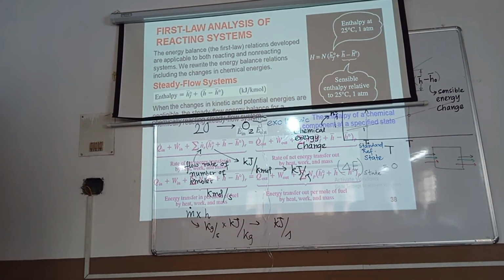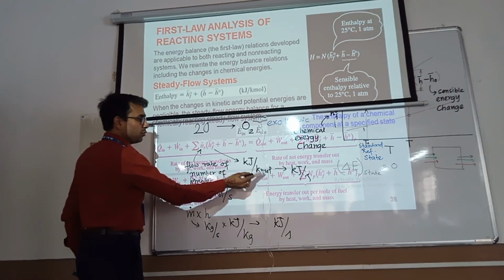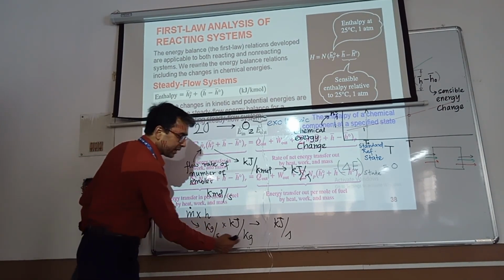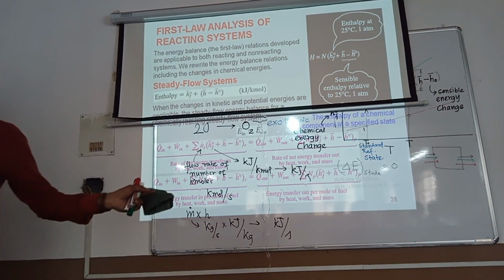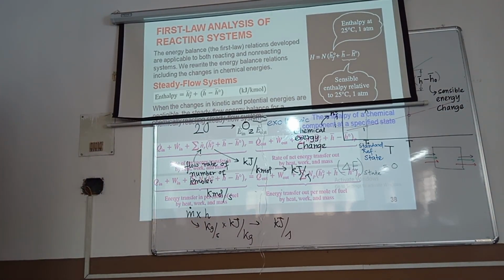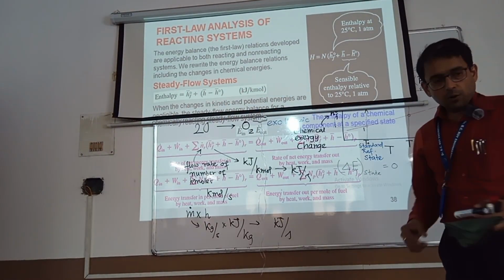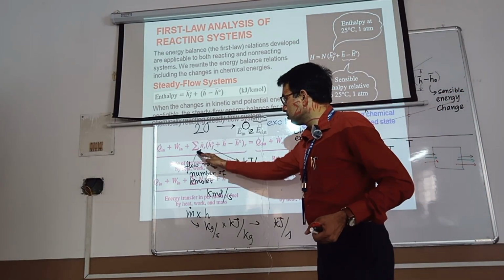So for a reacting system, it is always convenient to use kilojoule per kilomole and kg per kilomole, right? And here it is kilojoule per kg and kg per second, right? Either it is mass flow rate or flow rate of moles, number of moles, right? Okay. Next, another thing is that this is number of moles per second, N dot, right?